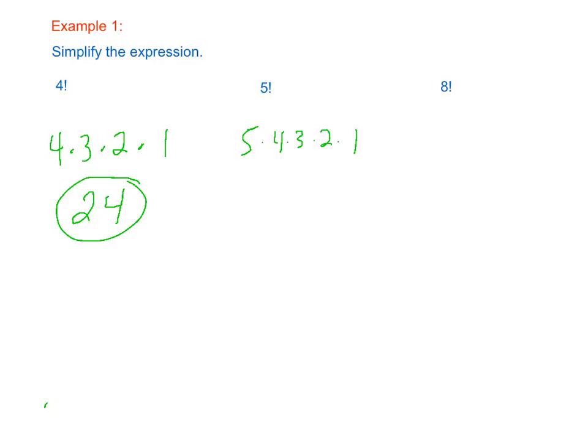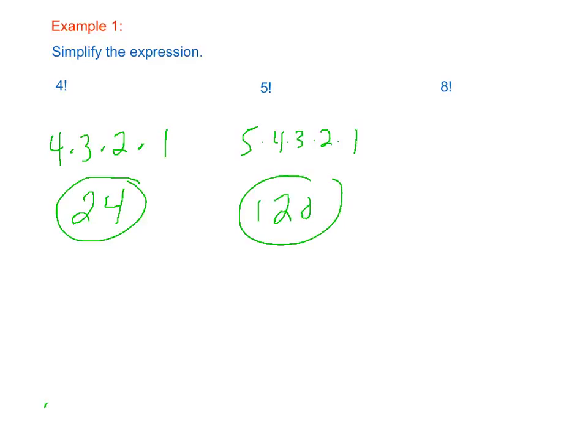The 4 with the exclamation point is what we call 4 factorial, and what that means is that you take that number and multiply it by everything underneath it. So 4 factorial means 4 times 3 times 2 times 1, and this equals 24. 5 factorial means you take that number and multiply it by everything underneath it. So 5 times 4 times 3 times 2 times 1, and that is going to equal 120.